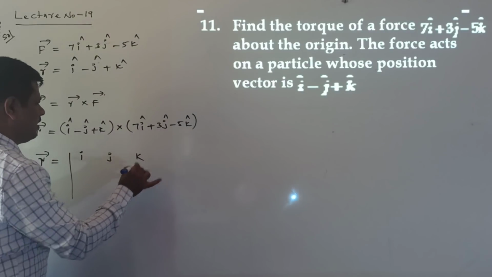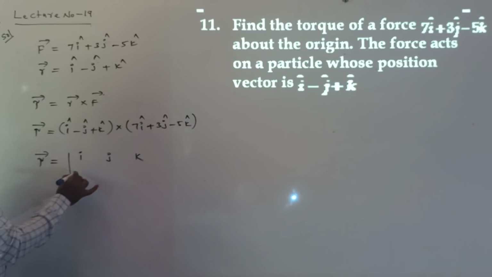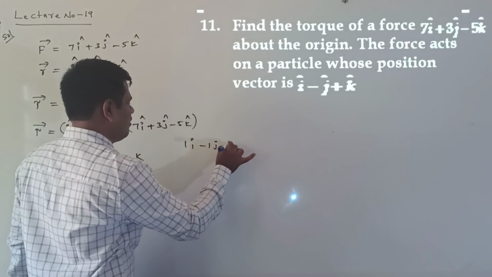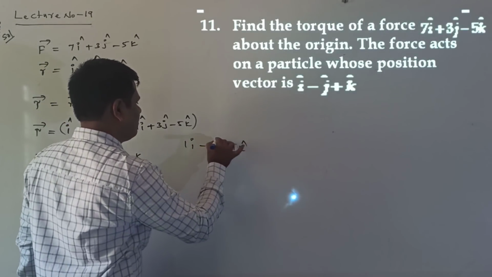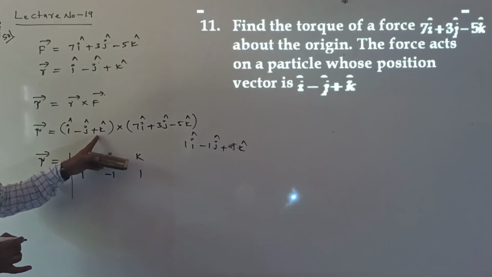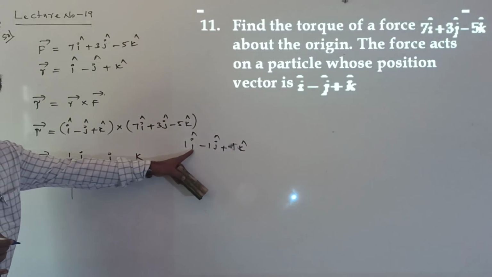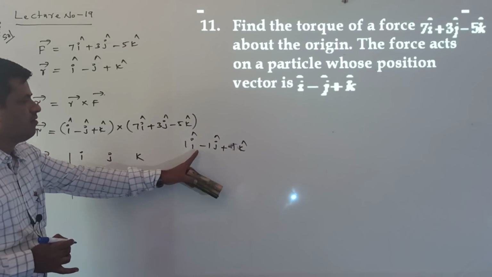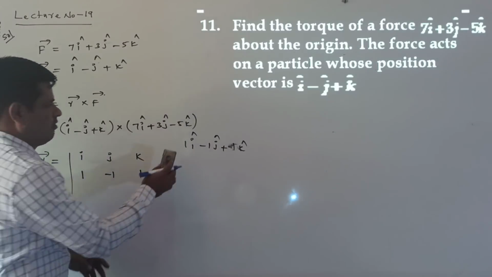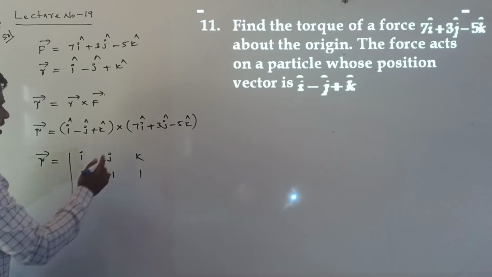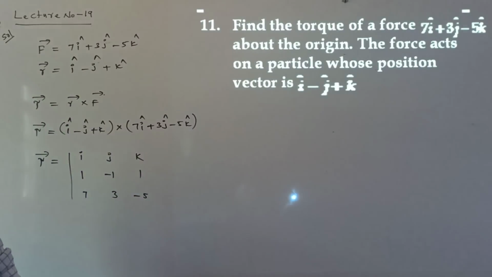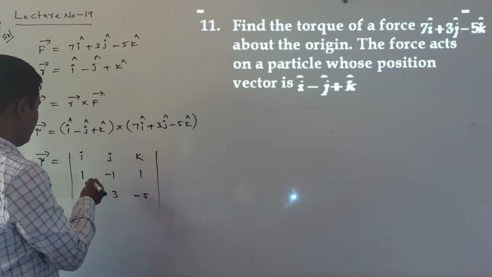In the determinant with i, j, k, where there is no coefficient it means 1, and where there is a minus it means minus 1. So I write 1i, minus 1j, 1k. 1 into i is i, minus 1 into j is minus j, 1 into k is k. Next, the i coefficient is 7, the j coefficient is 3, and the k coefficient is minus 5. Now we have to find the cross product.